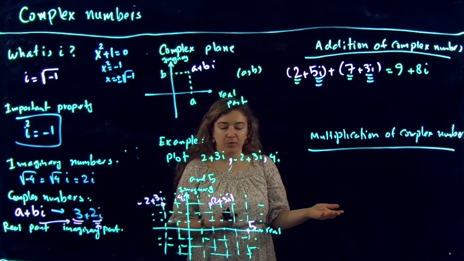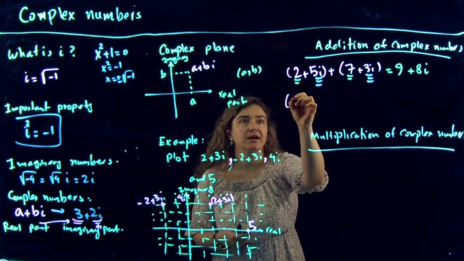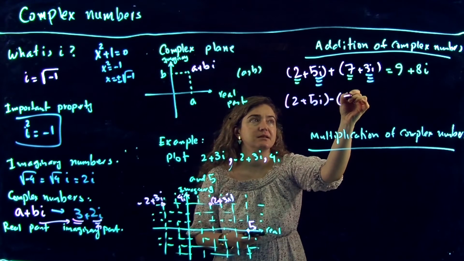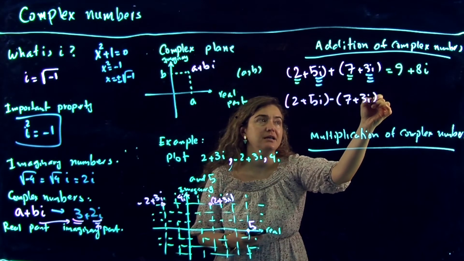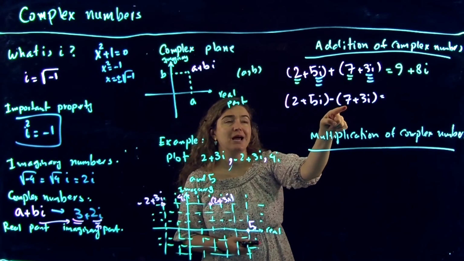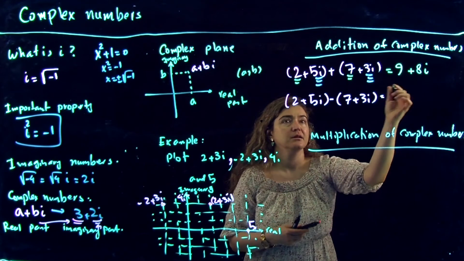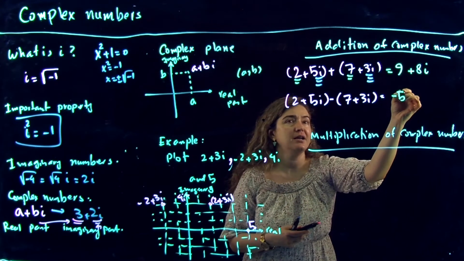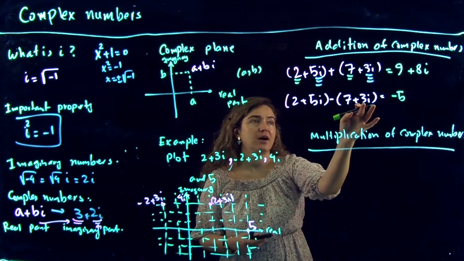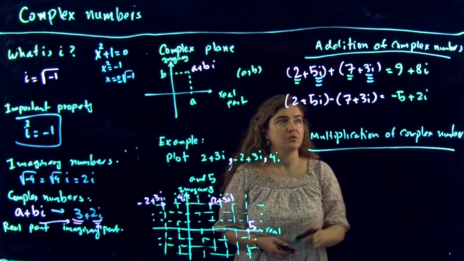Subtraction works the same way. You just have to be a little bit more careful. So if I have 2 plus 5i minus 7 plus 3i, what you want to do is subtract the real parts, which is 2 minus 7, which is negative 5, and then subtract the imaginary parts, 5 minus 3, which is 2i.